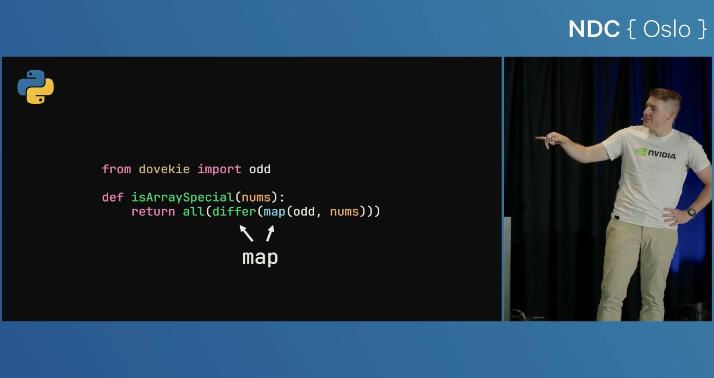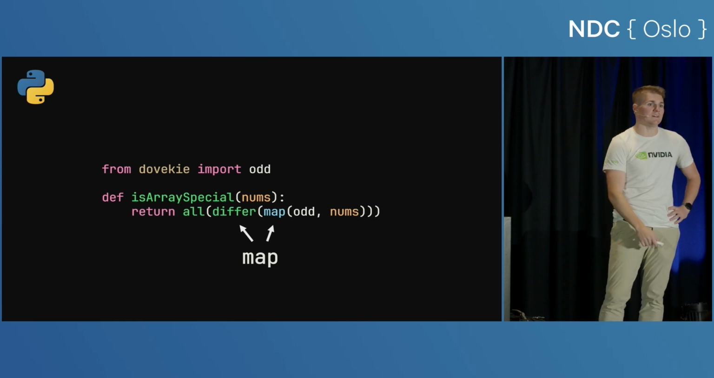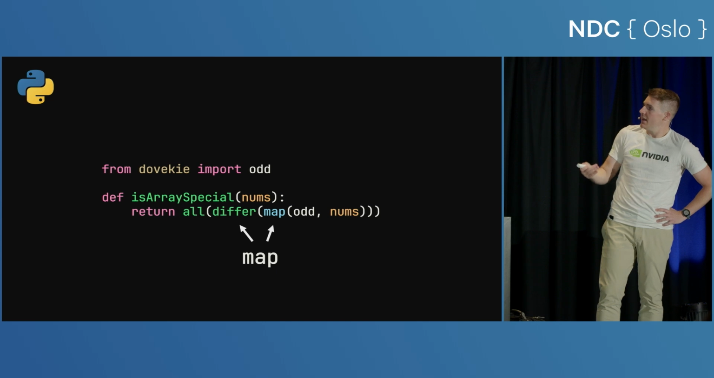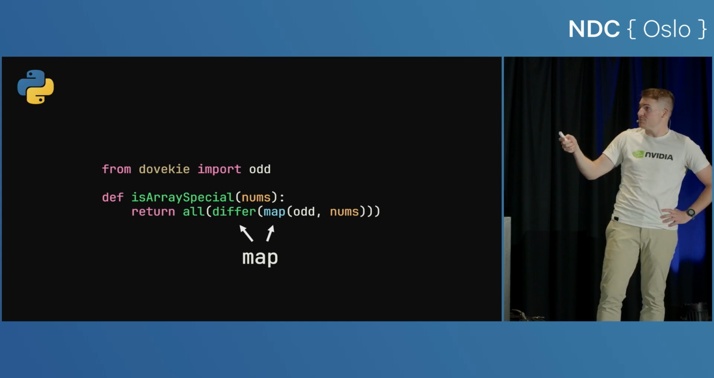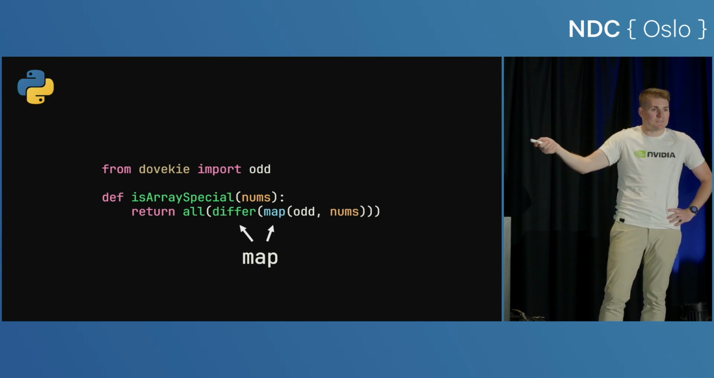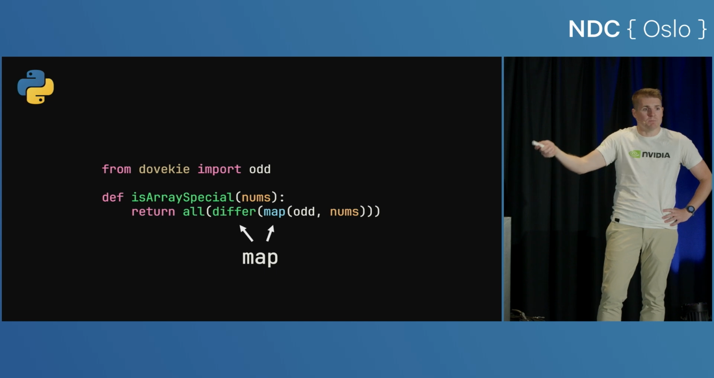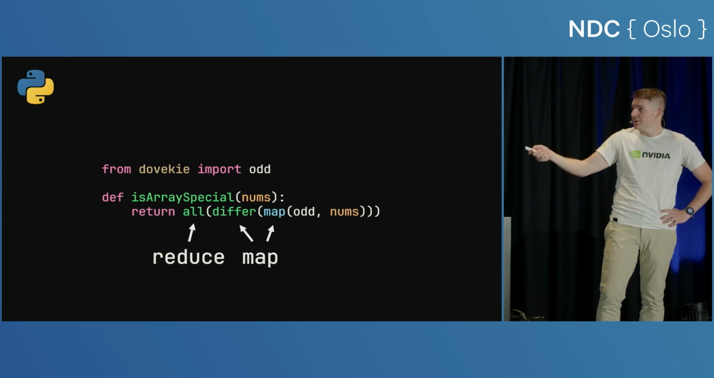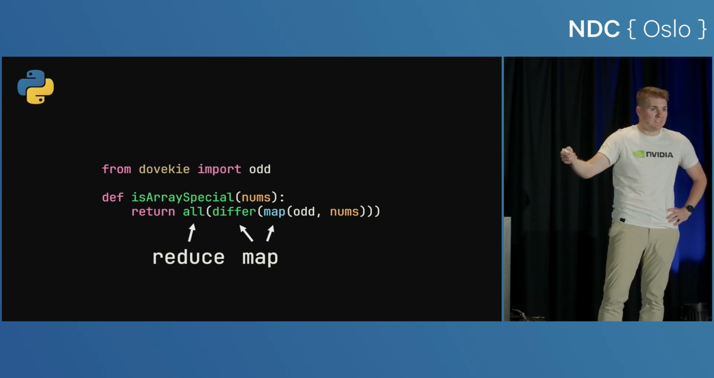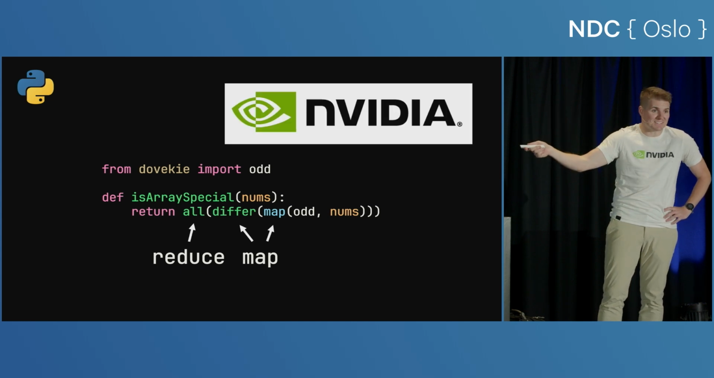On top of this, you might be thinking, why is a person from NVIDIA giving this talk? I do it because I'm really interested in these array languages. But differ and map, they're both maps. Differ is just an adjacent map, which can be implemented using a map. All, that's just a reduction. Reductions and maps, map reduce, heard of that? GPUs eat this stuff for breakfast.